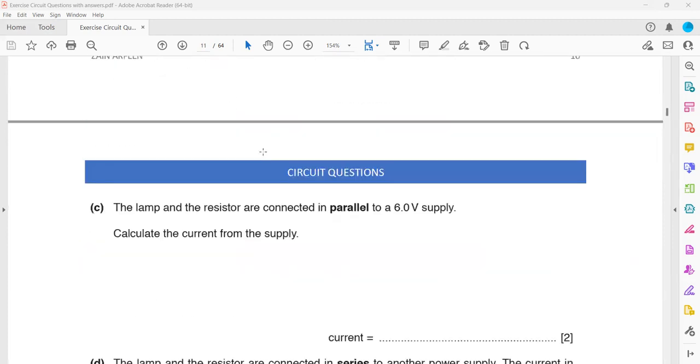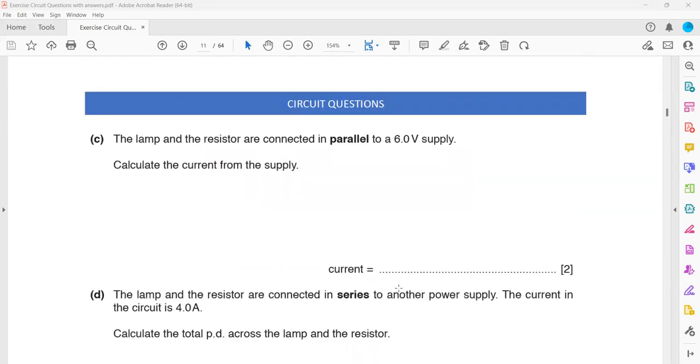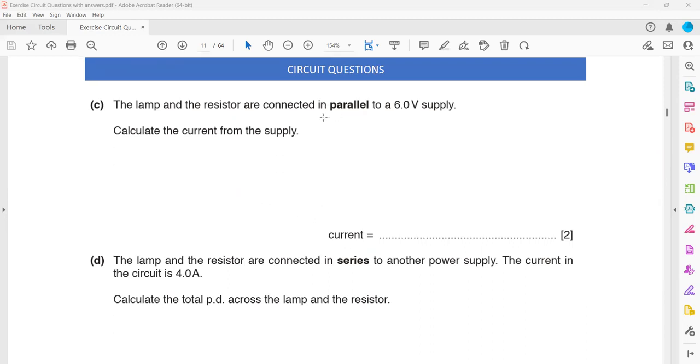The next question, the lamp and the resistor. The lamp and the resistor are connected in parallel to 6 volts. So if two components are connected in parallel, for the total current, we need the current from the supply. So there is a lamp and there is a resistor, and both are connected to a 6 volt supply.